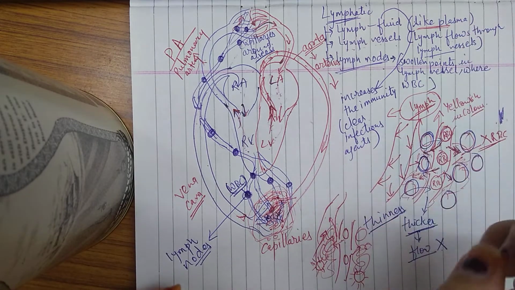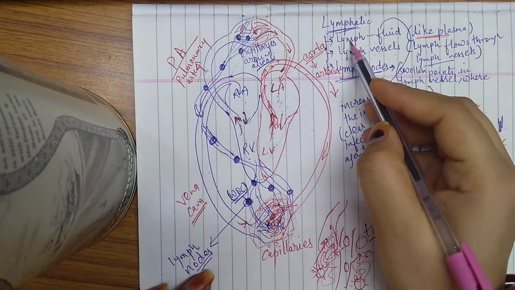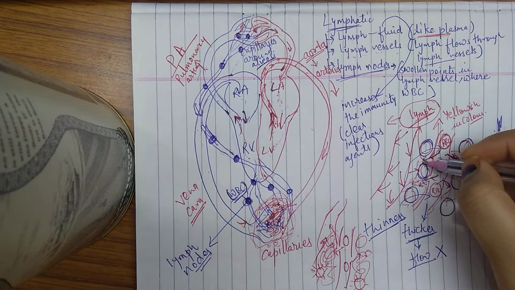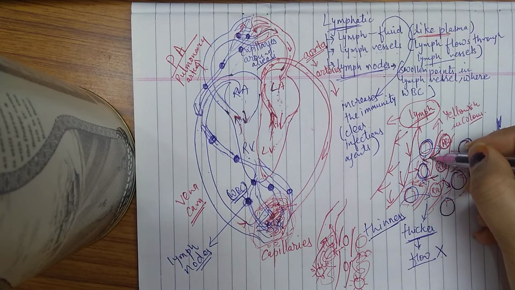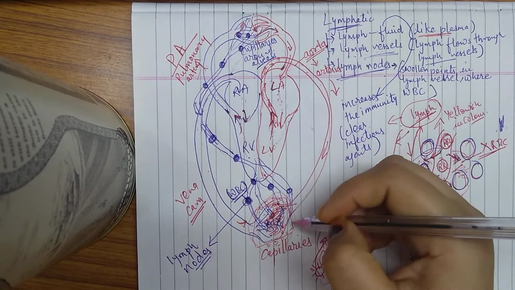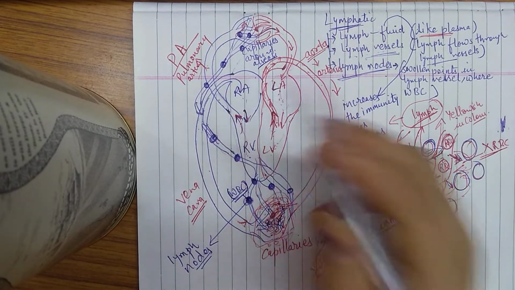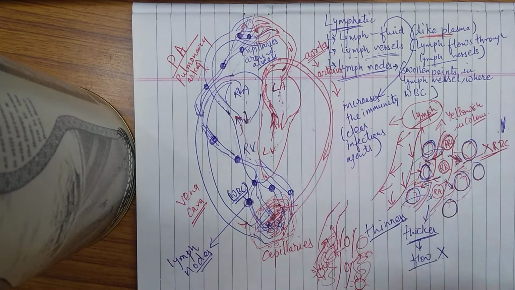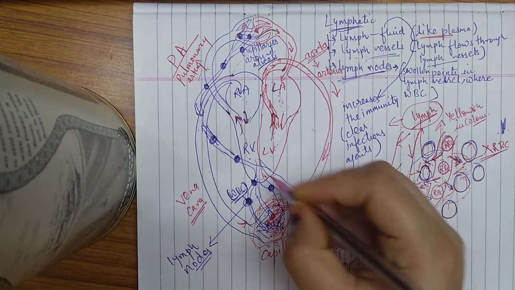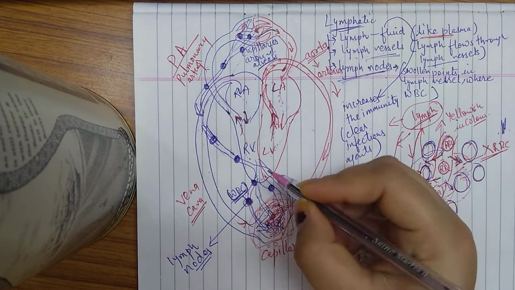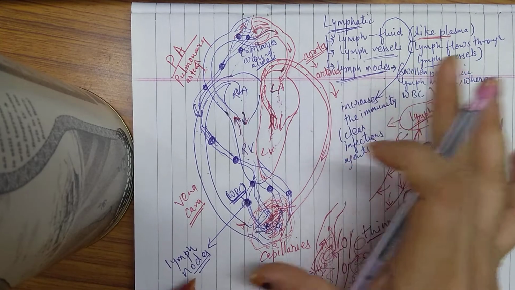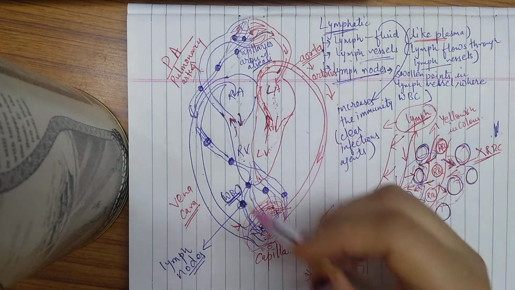Just to summarize in 2-3 points. Lymph is a fluid which has come out from the capillaries. It has a composition just like plasma. Lymph vessels are the tube-like structures through which lymph flows back to the bloodstream. And the lymph nodes are swollen parts in the lymphatic system where WBCs are present, which fight with the infectious agents. So this is your lymphatic system.